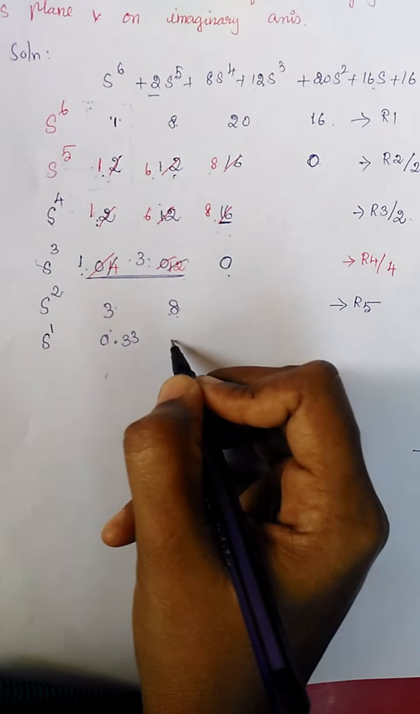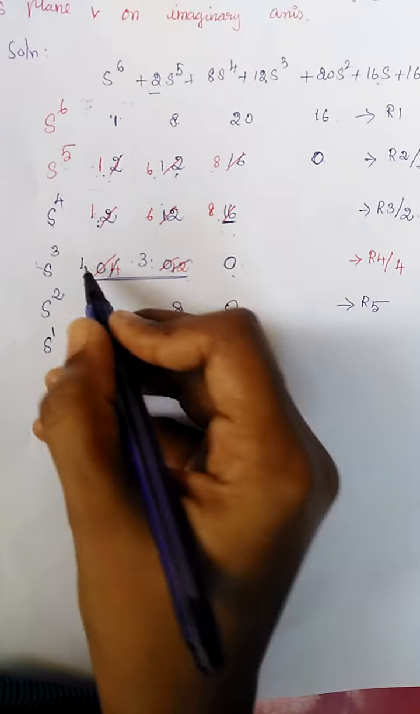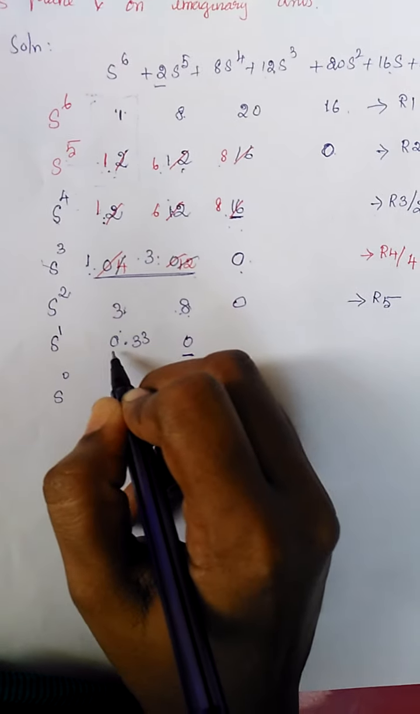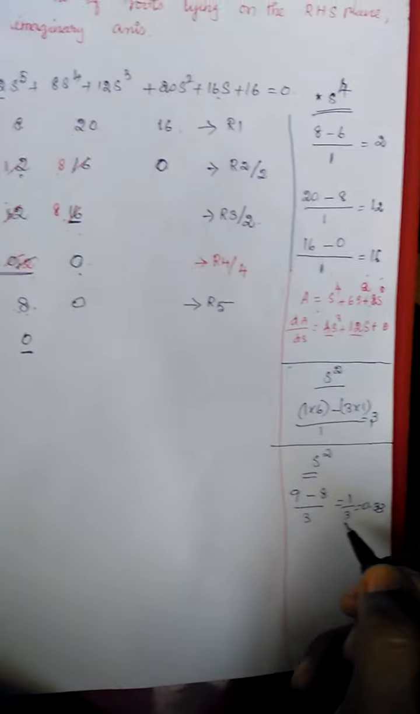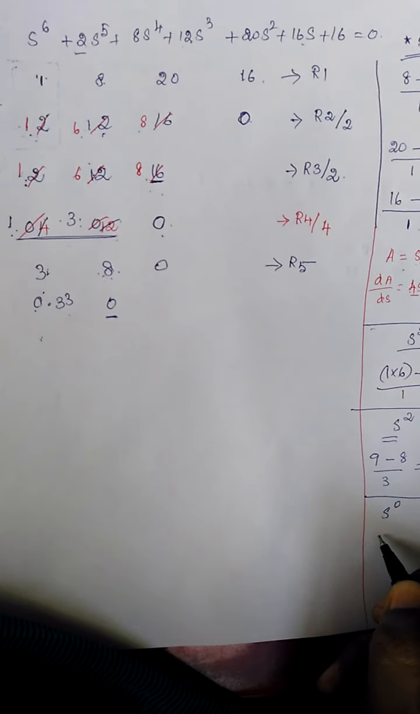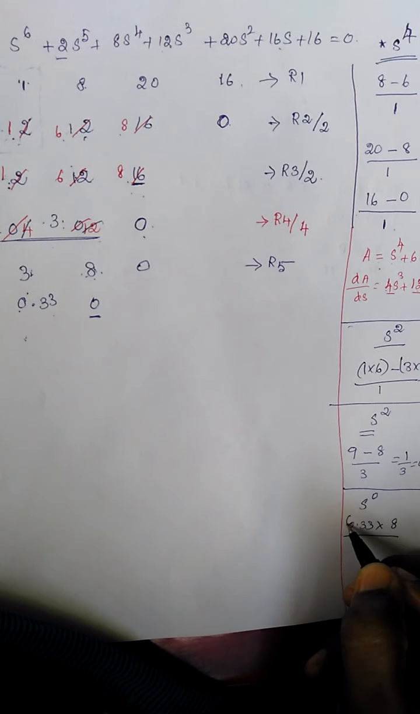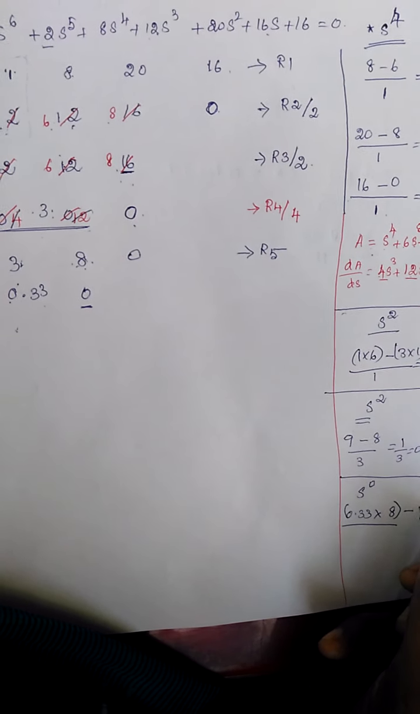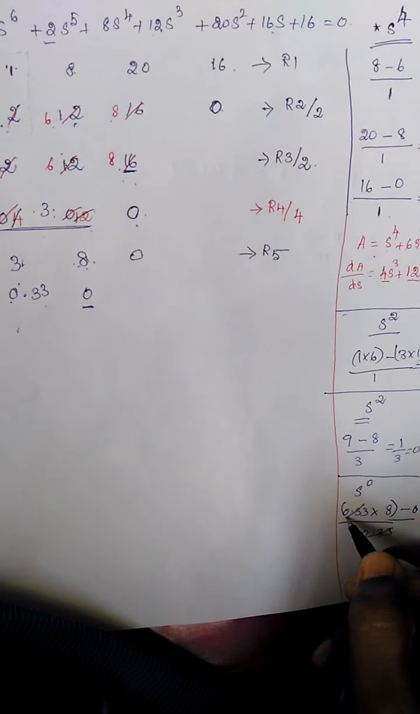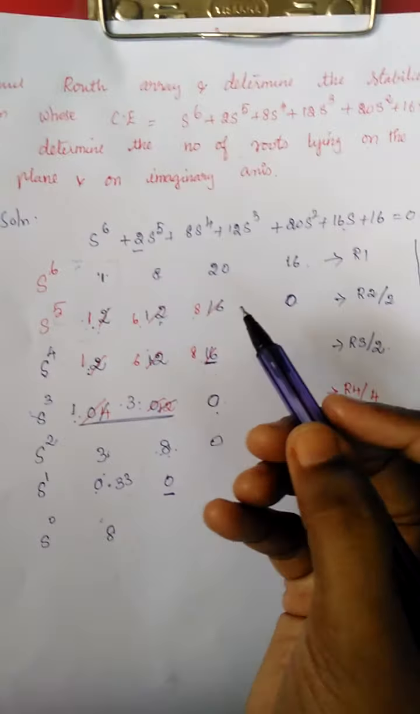Then in this term you have to find 3 into 0, then 1 into 0, so the value is 0 only. Then s power 0. S power 0 means 0.33 into 8, so it's a simple one. So the s power 0th term calculation: 0.33 into 8 minus 0, divide by 0.33. Then divide this, and your answer is 8. So what's the given question?